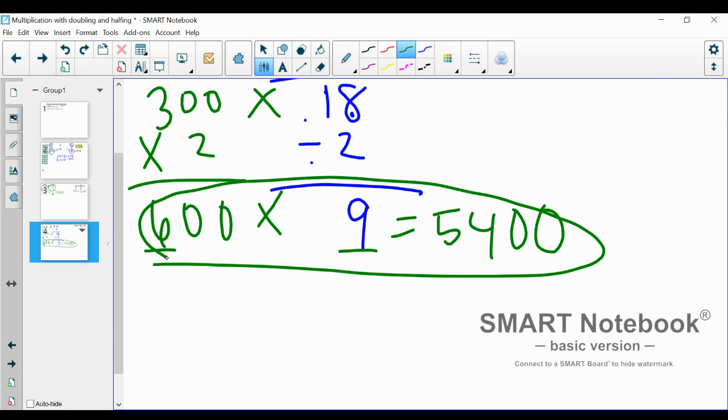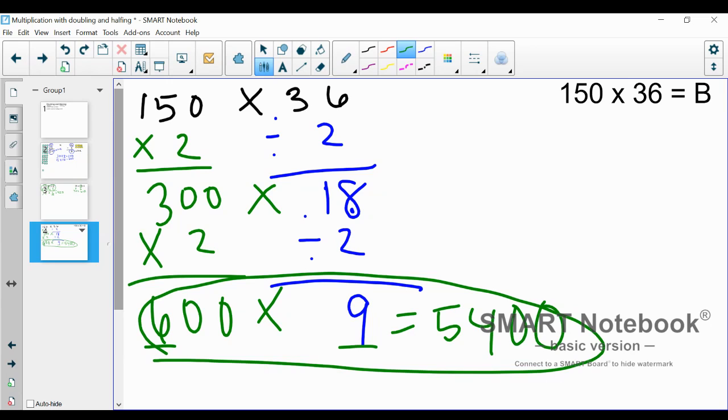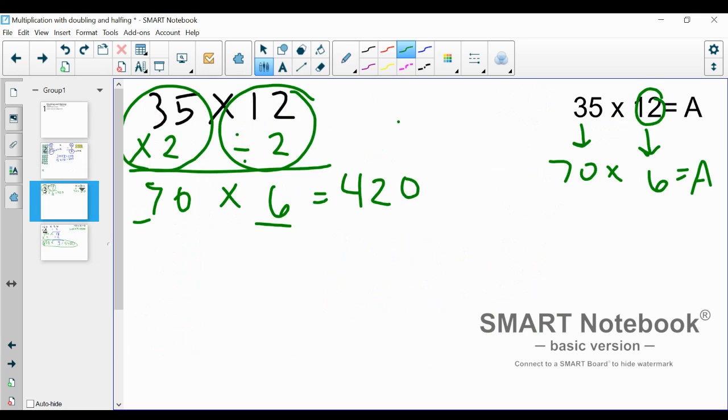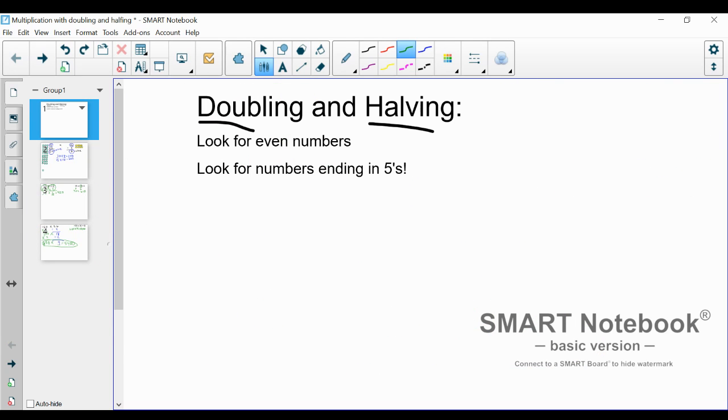So that means that 150 times 36 is the same thing as 600 times 9, which is 5,400. Okay? All right, this is a little bit of a more complex strategy. So if you want to see any specific problems, feel free to leave them in my comments, and I'm happy to solve those for you as well.